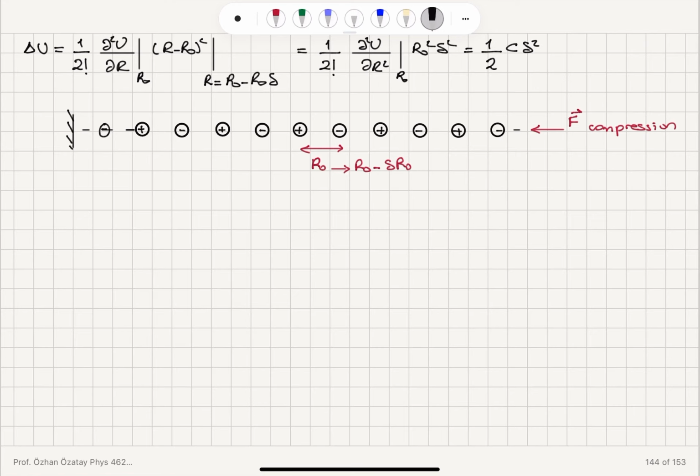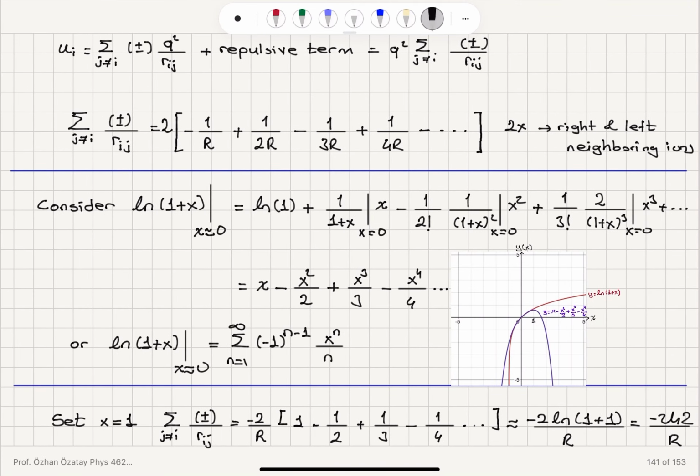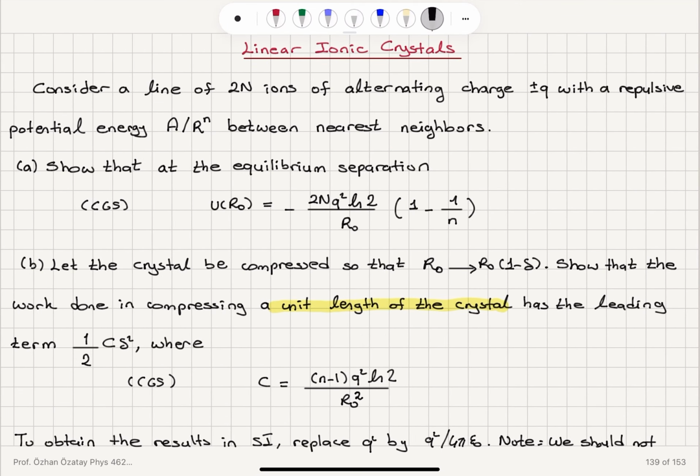So the potential energy is in this form. Remember that we're supposed to show the leading term, 1 over 2 C delta squared, is in this form, and C is equal to this expression.